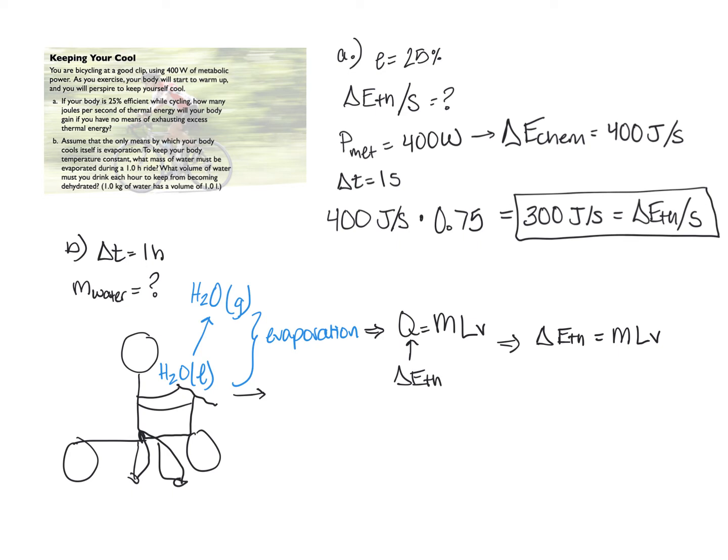Okay, so now I want to see what that latent heat of vaporization is for perspiration. And Brian sent it to me. It is, LV is equal to 24 times 10 to the 5th joules per kilogram. Okay, so we know that much. Now we need to find just the true thermal energy. We know that the thermal energy per second is equal to 300 joules per second.